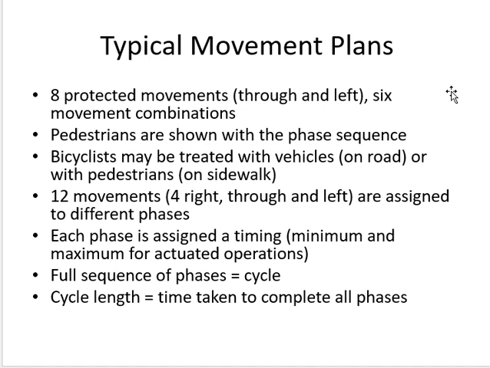Okay, normally the movements which we need to consider for a signal design are 8 normally, depending upon the number of sides you have, obviously. So if you have 4 sides, then you are going to have 8 movements, which we always consider. Okay, and these 8 movements include through and left from every direction. Through meaning what?